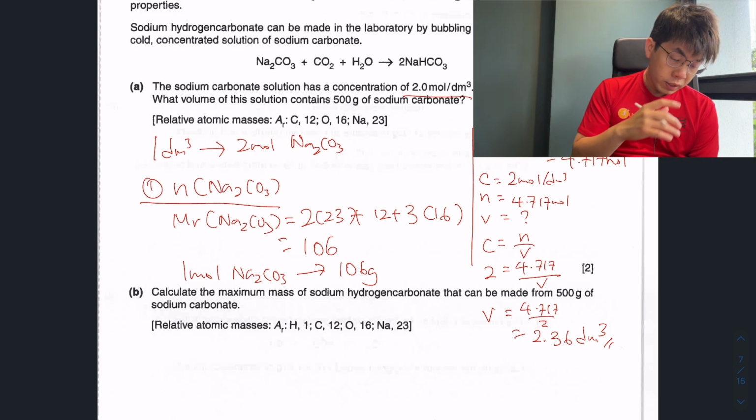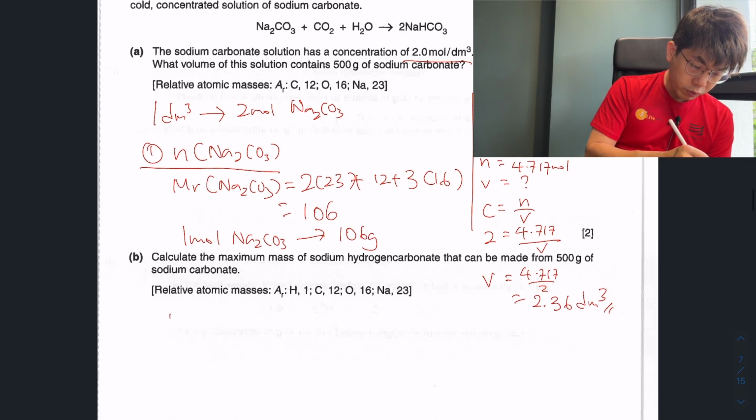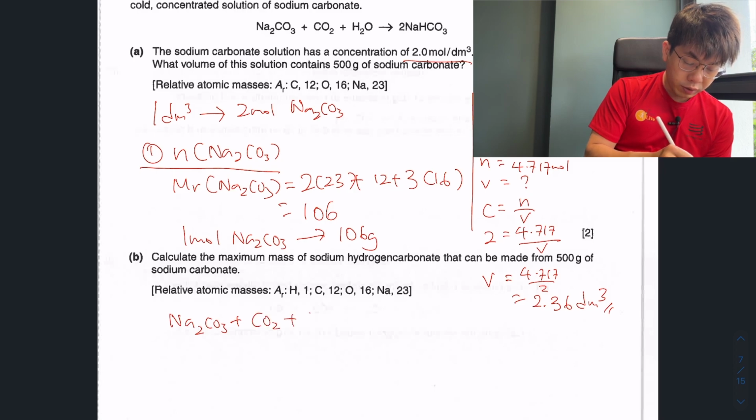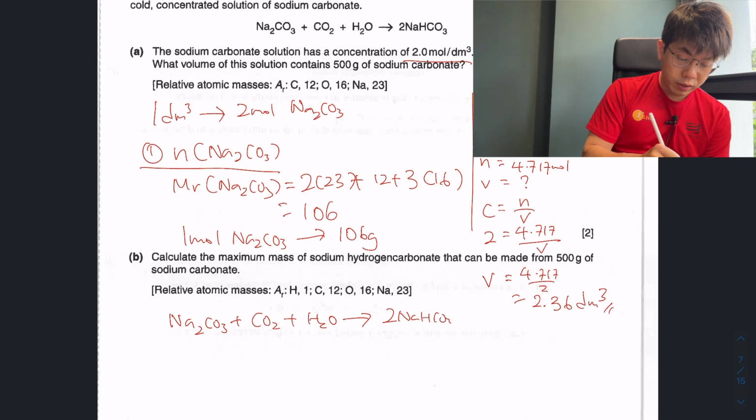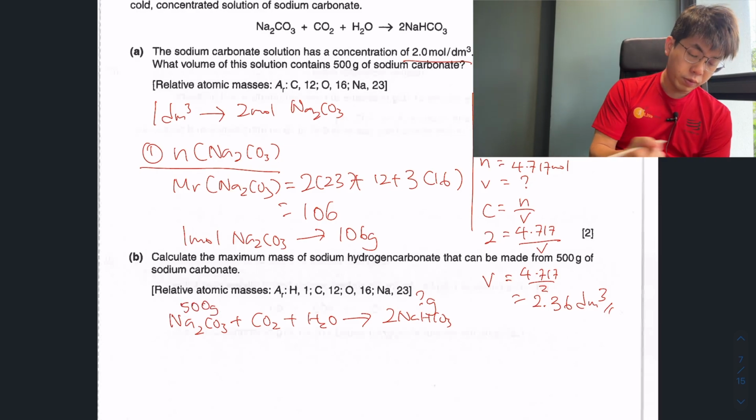Next, calculate the maximum mass of sodium hydrogen carbonate that can be made from 500 grams of sodium carbonate. Over here, I'm going to write out the equation one more time for you. Sodium carbonate plus carbon dioxide gives me water and sodium hydrogen carbonate. And I want to find the mass, question mark grams here, that can be made out of 500 grams.